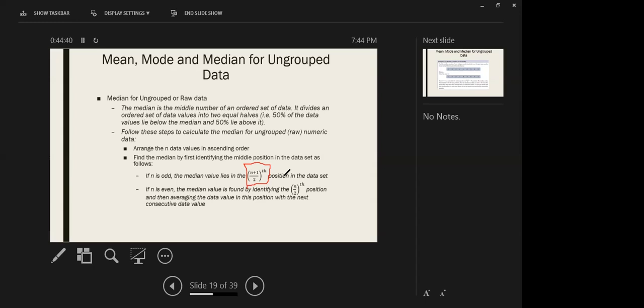Now, if n is even, where n is not odd, right? Like in this case, let's assume that maybe there were 8 students that wrote the spelling test. Then you have to first find the n over 2 position, which is 8 over 2, which gives you 4. So when you get the 4th position, then the next position, which is the 5th, right? You take the value on the 4th position and the value on the 5th position, you add them together, and then you find the average. The average that you find there will be the median.